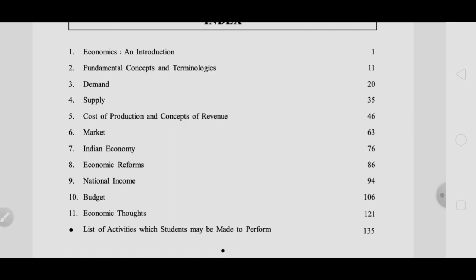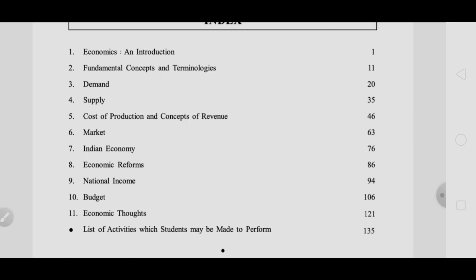The first chapter is economics and introduction, which is a basic introductory portion of the subject matter of economics. The second one is fundamental concepts and terminologies. As economics is a separate subject, it has its own jargon and terminologies. So in chapter 2, we will discuss some of the basic terminologies of the subject.